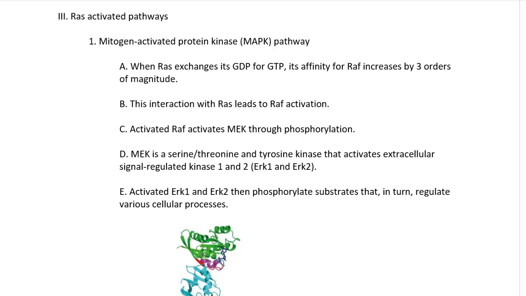The MAP kinase pathway. When RAS exchanges its GDP for GTP, its affinity for RAF increases by 3 orders of magnitude. This interaction with RAS leads to RAF activation.